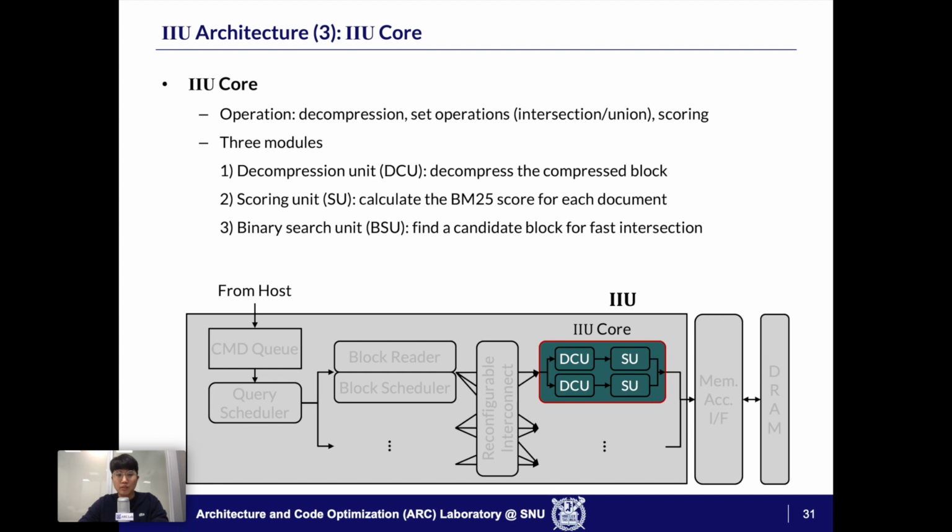The 2U core performs the key operations in the search. The 2U core consists of a decompression unit, a scoring unit, and a binary search unit. The decompression unit decompresses the compressed block. The scoring unit calculates the BM25 score for each document. BM25 is a ranking model which is used by popular search engines. It computes a relevance score for each candidate document of a query by using term frequency and inverse document frequency. The binary search unit finds the candidate block for the first intersection.